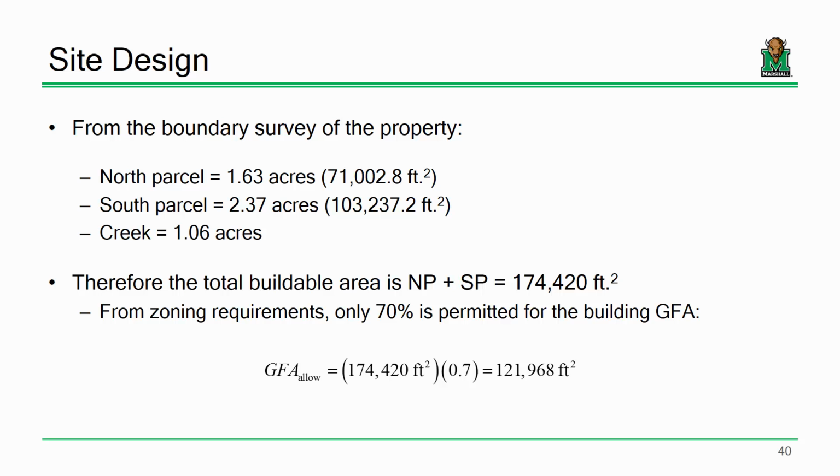Make sense? Now, from zoning requirements, only 70% of that site is permitted for the building's gross floor area. So we are only allowed, when it's all said and done, to have just under 122,000 square feet of floor area. Doesn't matter if the building is 2 stories tall or 850 stories tall. We can only have that much floor area. Does that make sense? Sound good?